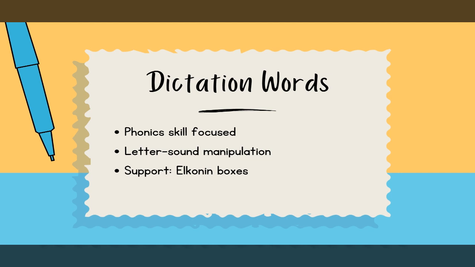This is also where I'll do some sound manipulation. Let's write the word chin, in, chin. Now let's change that n into a p. What's my new word? Chip. And if I have a kid who's struggling with writing these, I might throw in Elkonin boxes, which I've talked about in a previous video, to help them identify where the sounds are in the word.